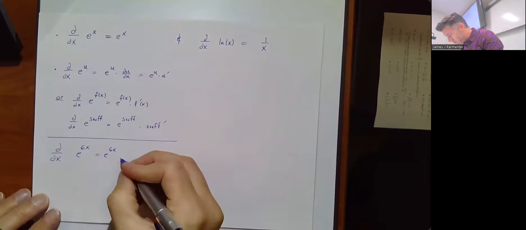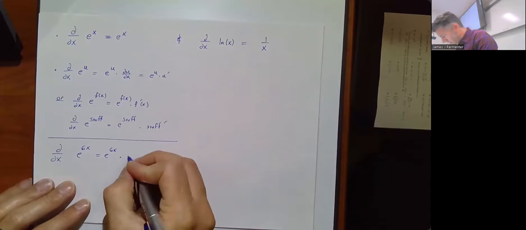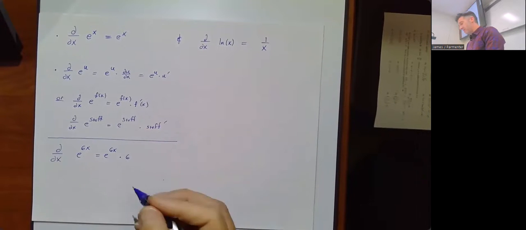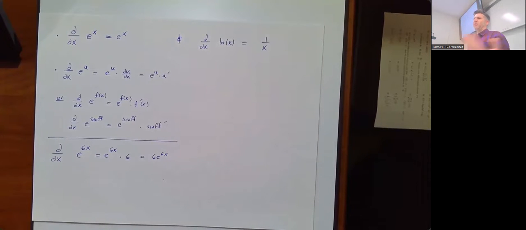But then, what do we need to multiply by? Right, what's the derivative of 6x? Right. And I would probably write this as 6e to the 6x. Right, we have to write the constant in front.